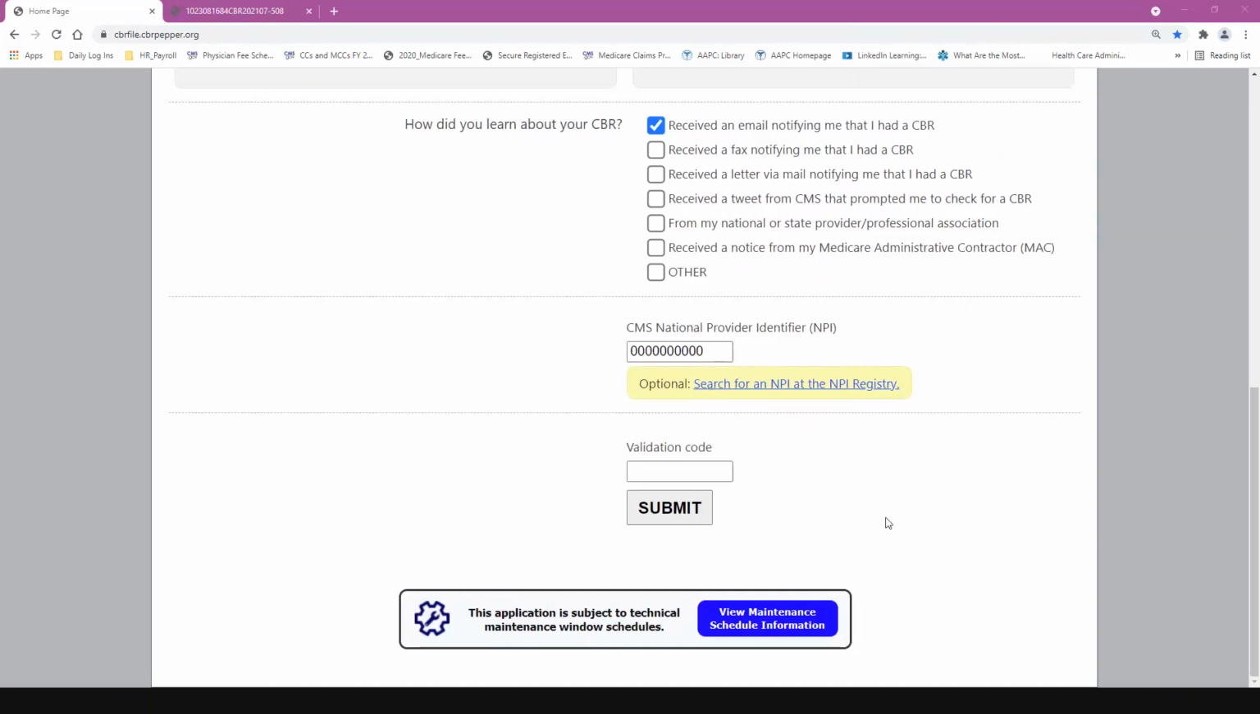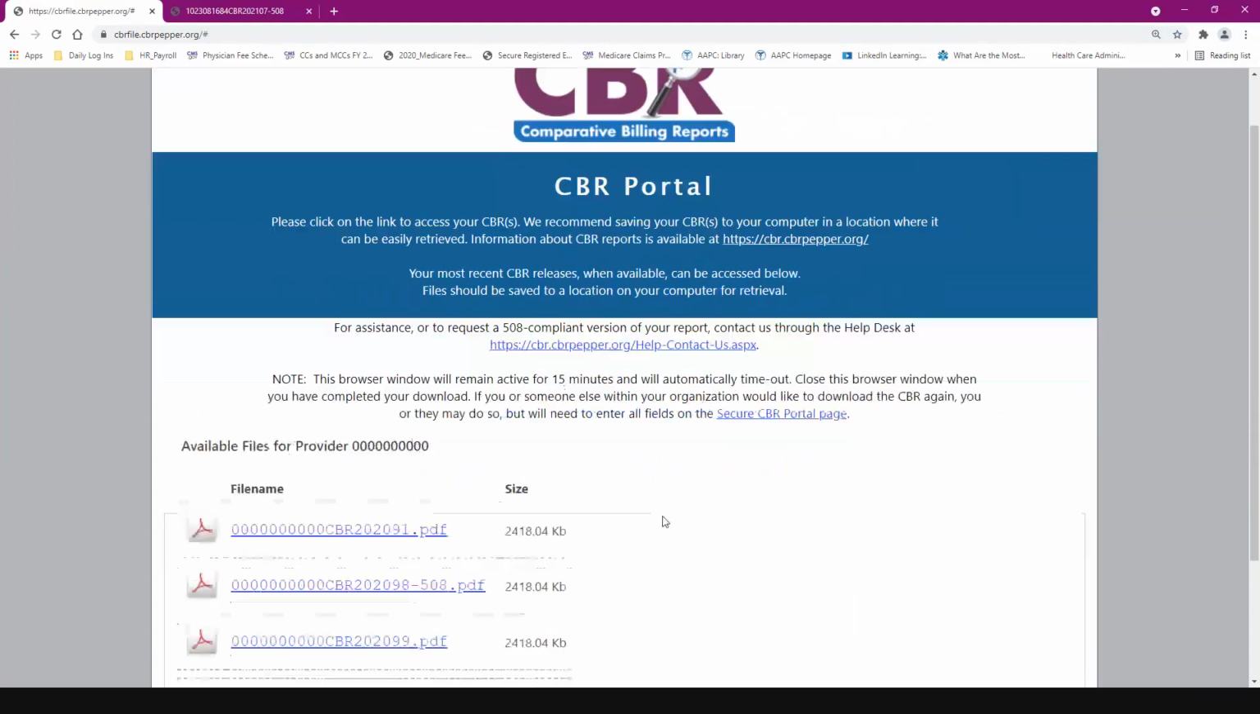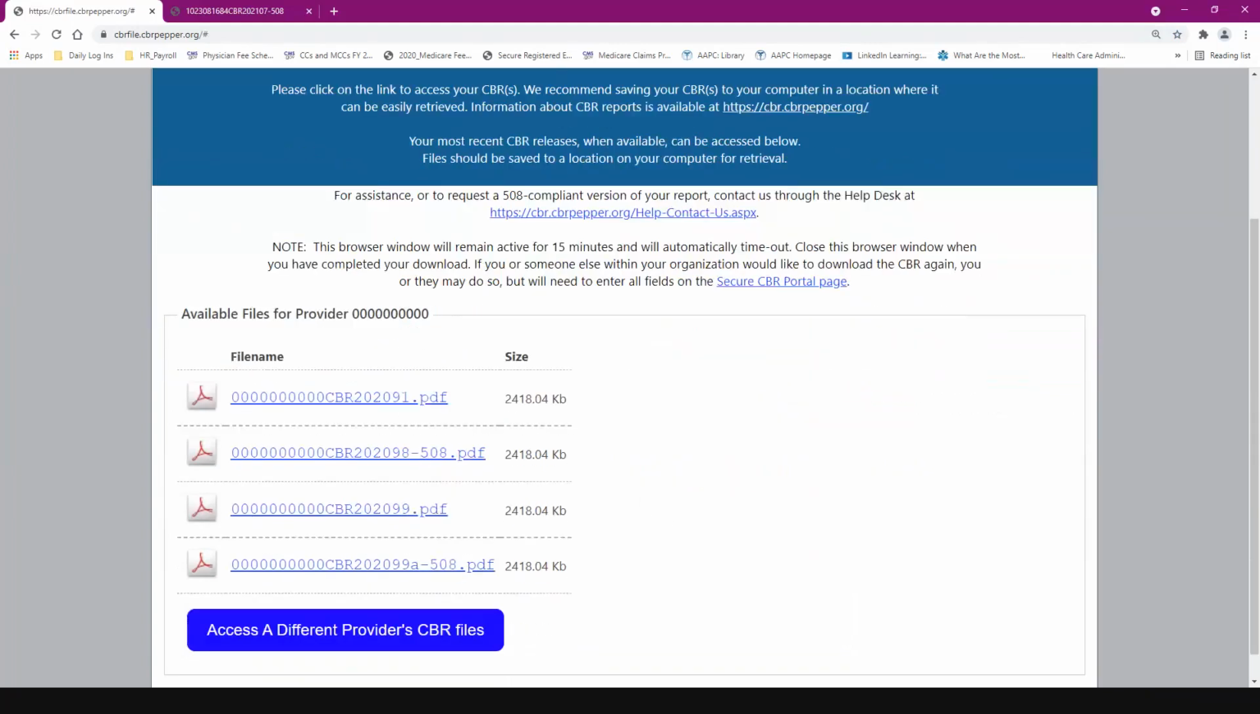So I'm going to complete the form and hit submit. And here we have the sample CBR file that appears. And your CBR will appear in the same fashion in PDF format ready for your review.